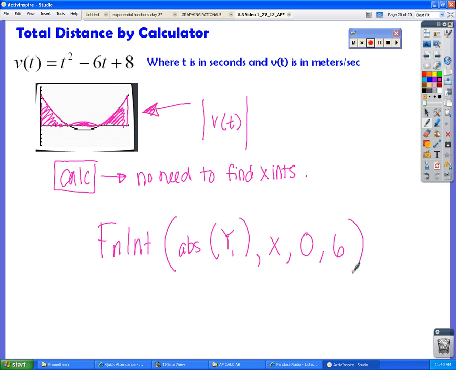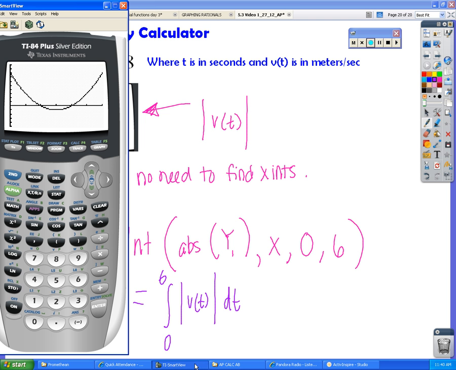I took the function, I did 0 to 6, absolute value of the velocity, and then took that and did the integral of it. Notice the absolute value bars are inside the integral, not outside the integral. So I want to graph the absolute value function first, which is now free graphed in purple. And then I want to take the area of that. So the total area in my calculator will look like this.